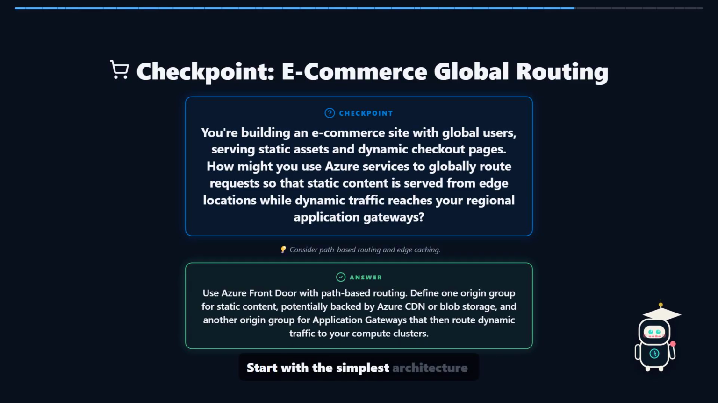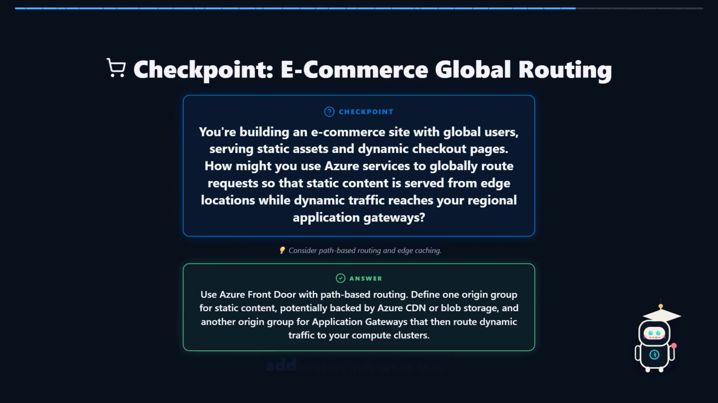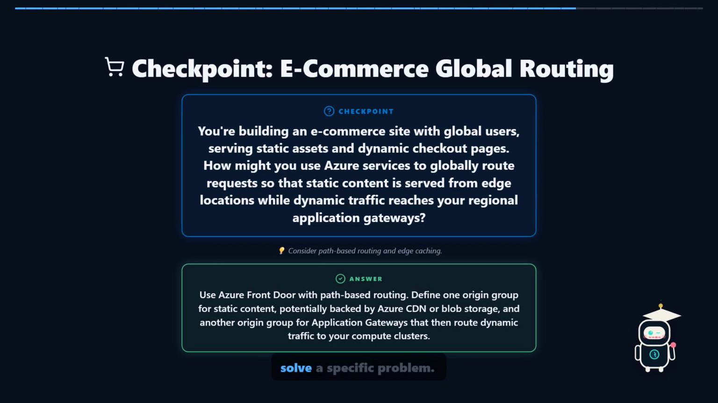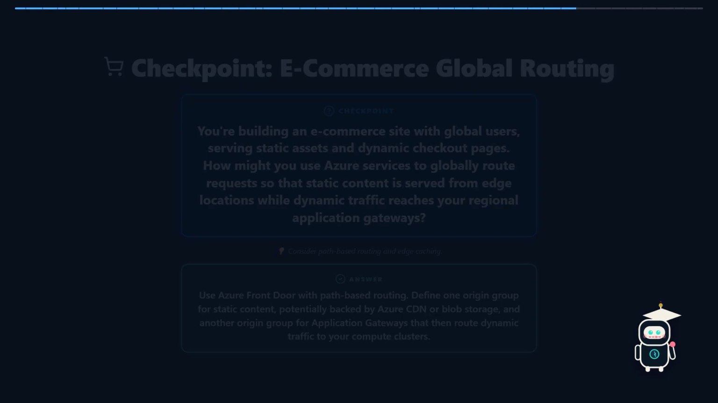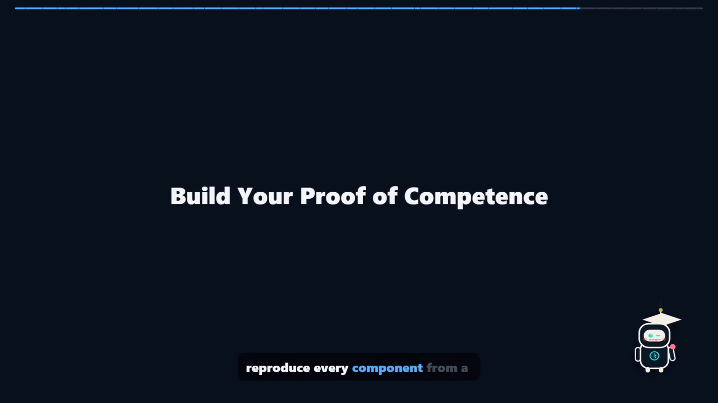Start with the simplest architecture that satisfies the requirement. Then add services only when they solve a specific problem. Now turn this lesson into a portfolio project. Build or adapt a Bicep template for a smaller version of this architecture. You don't need to reproduce every component from a large enterprise deployment.